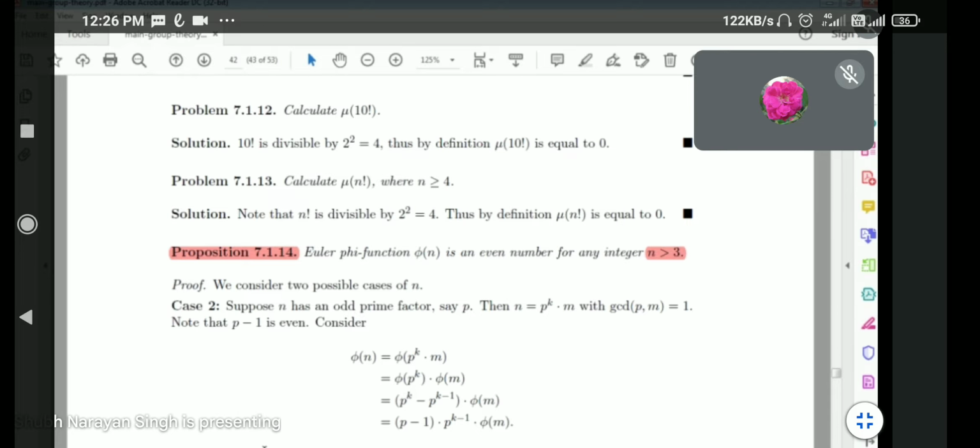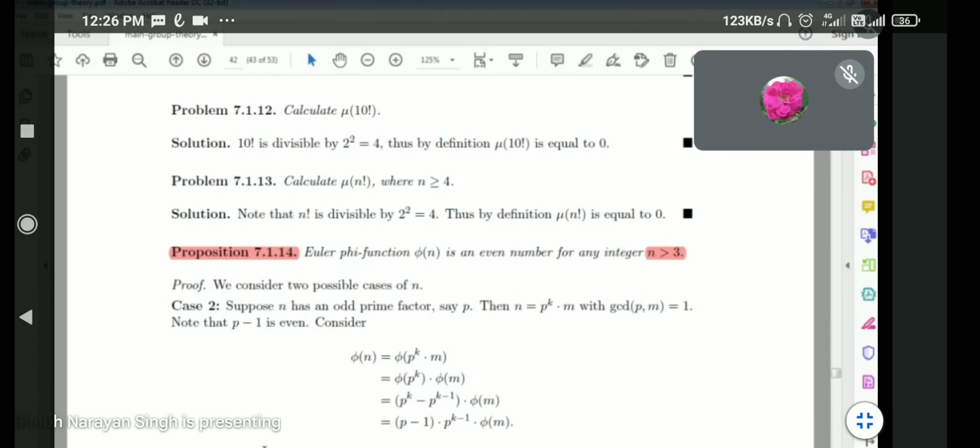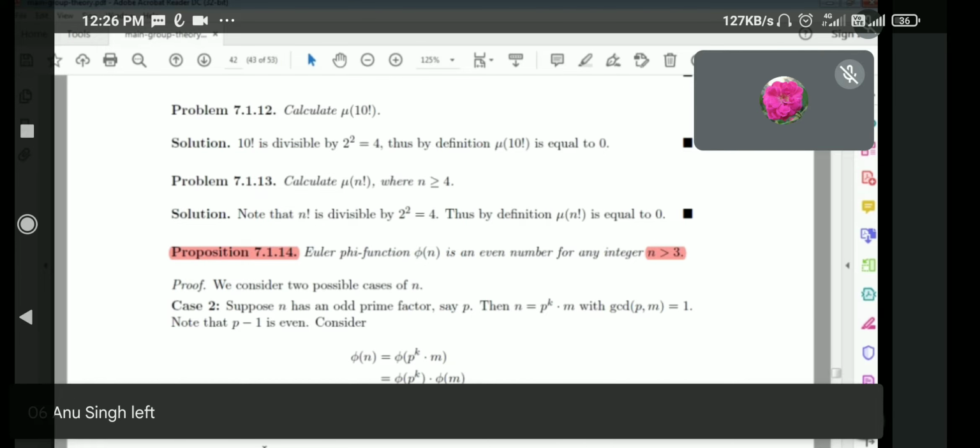$400. So how did you get 400? Tell the method, your method. So 1000 equals 2 to the power 3 into 5 to the power 3. Good. And phi of 2 to the power 3 is 4, and phi of 5 to the power 3 is 100. Yes, good. So then that is 400.